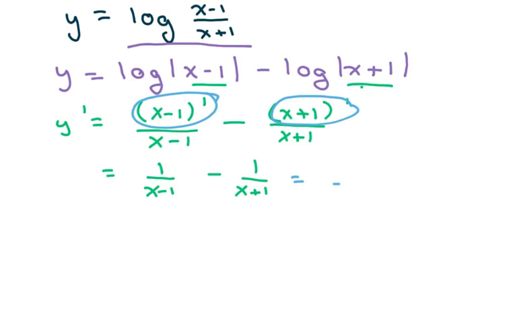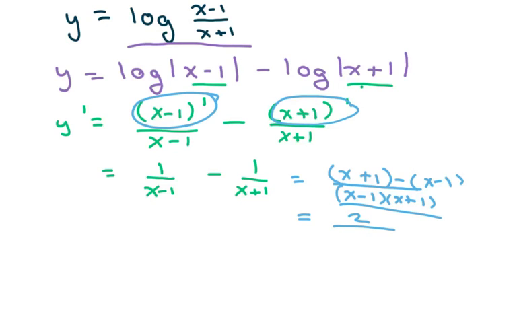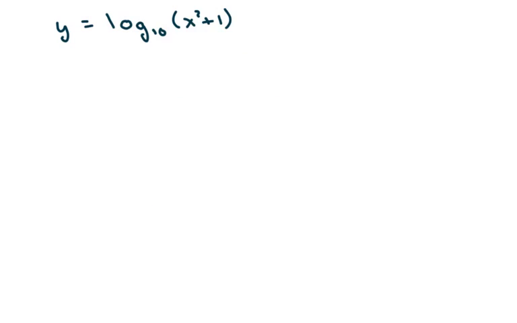Now, the common denominator is x minus 1 times x plus 1, so that's going to end up being x plus 1 minus x minus 1. And that's going to give you, blah, blah, blah, the x's are going to cancel and you're going to get 2. This right here is just x squared minus 1. And that's all.